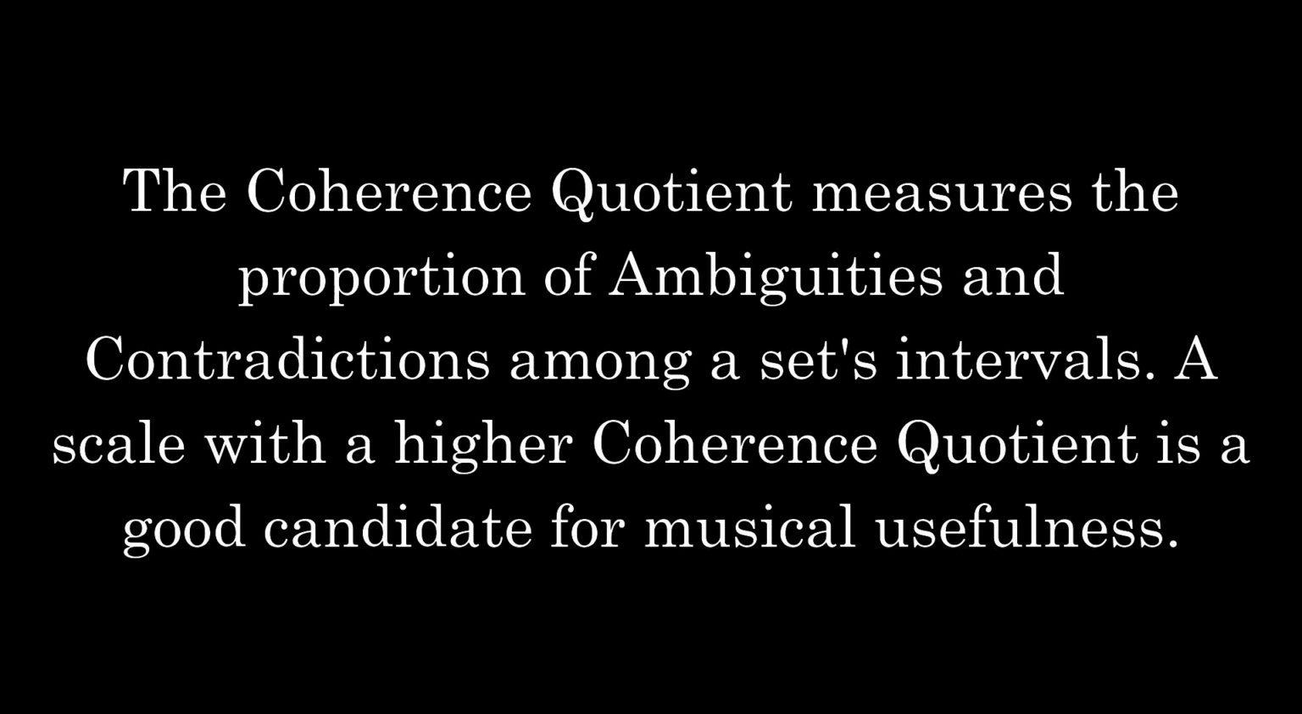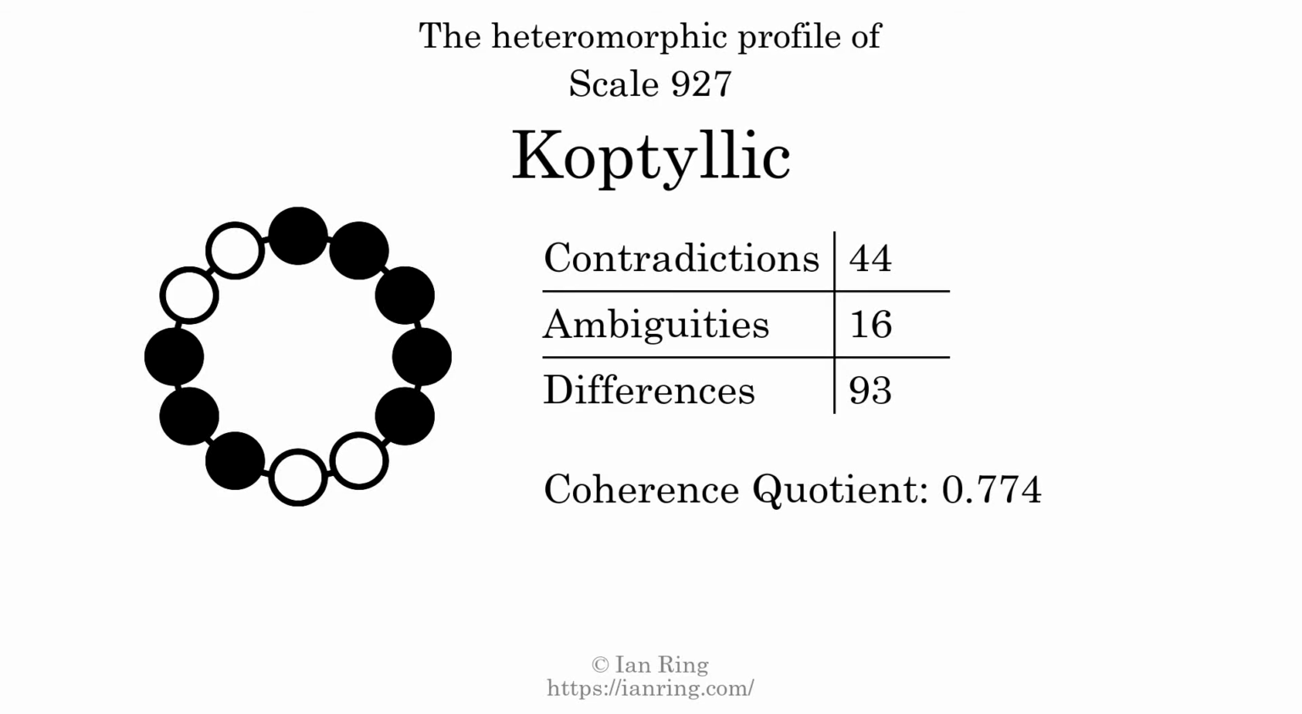The coherence quotient measures the proportion of ambiguities and contradictions among a set's intervals. A scale with a higher coherence quotient is a good candidate for musical usefulness. The coherence quotient is 0.774.